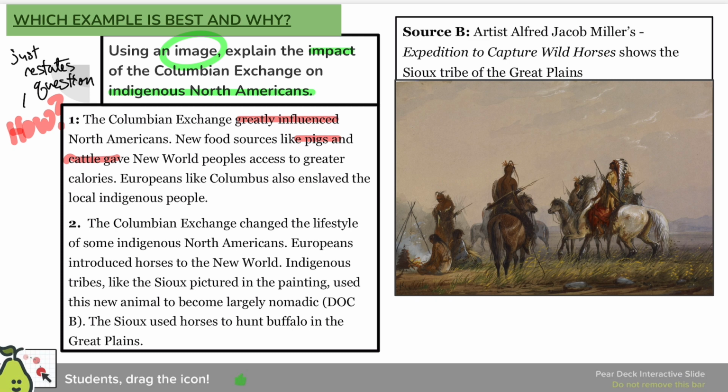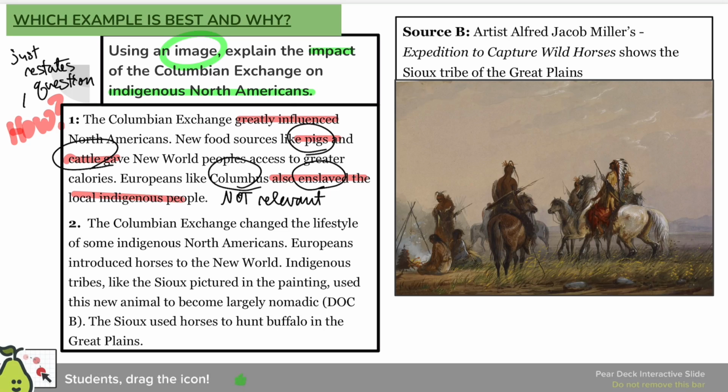This is an impact of the Columbian Exchange on Native Americans, but the question specifically said use the image. There are no pigs or cattle in this image, and so it's not relevant. Europeans like Columbus also enslaved the local indigenous peoples. That is an impact, the encomienda, but it doesn't use the image. The encomienda is not depicted here. Okay, so while statement 1 is factual, it doesn't answer the question. It doesn't use the image.